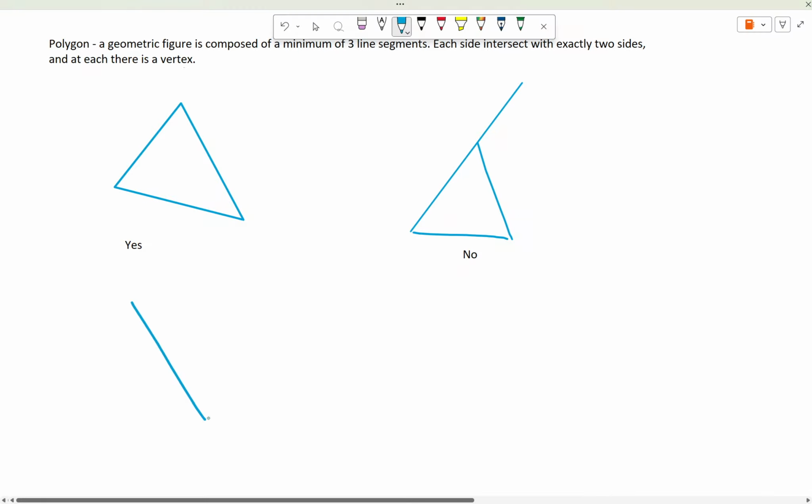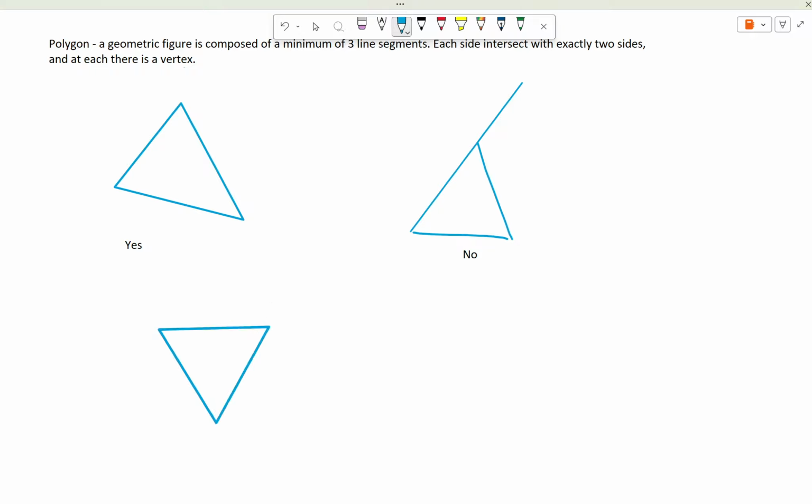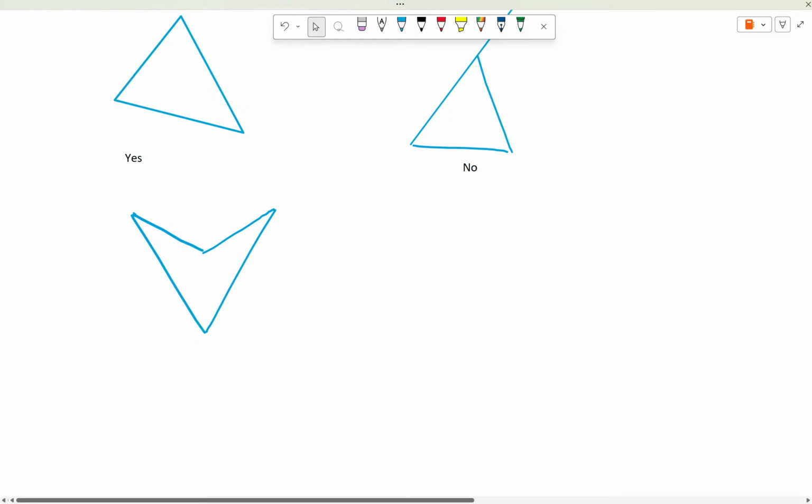So here's another one. It made its own little triangle there. Is this a polygon? And the answer is a resounding, ready for it? Yes, this is a polygon. In fact, it's a quadrilateral. I have 1, 2, 3, 4 sides. 1, 2, 3, 4.